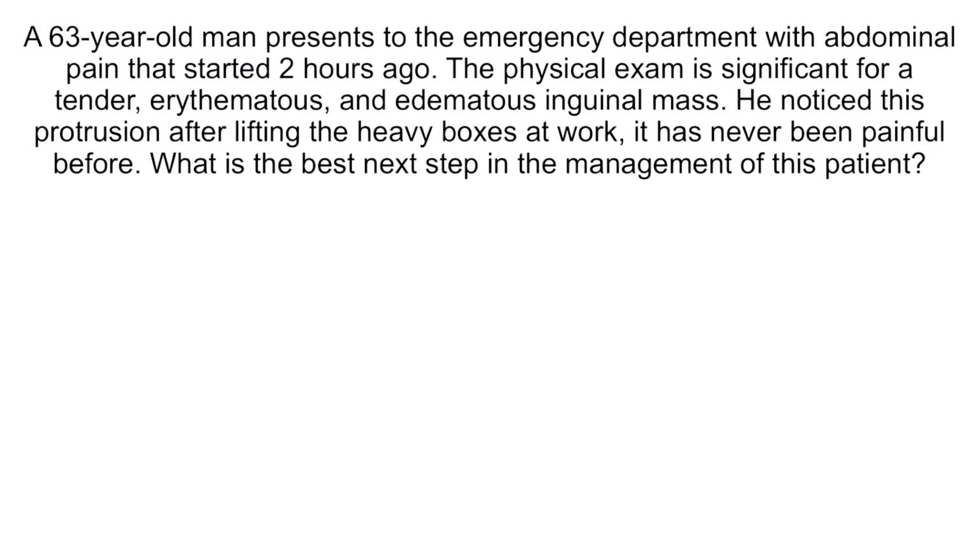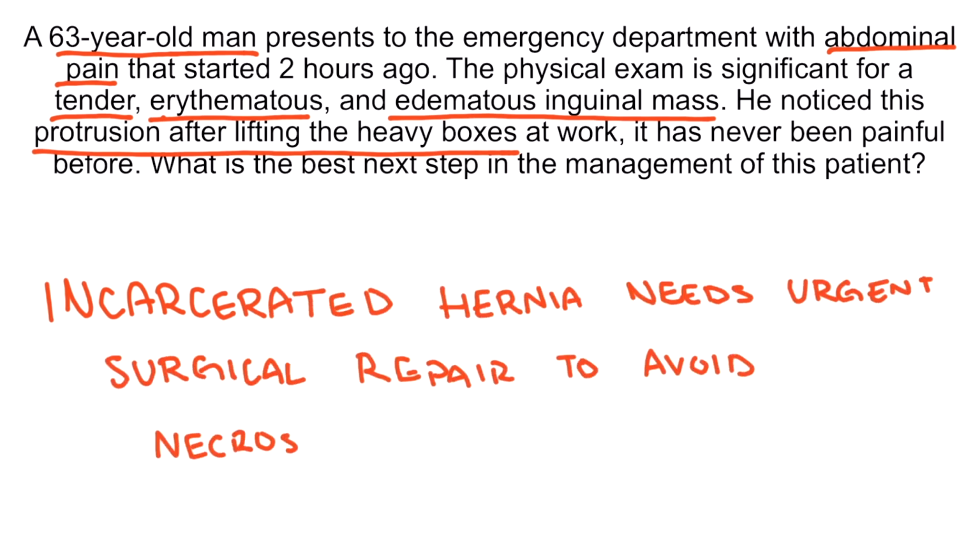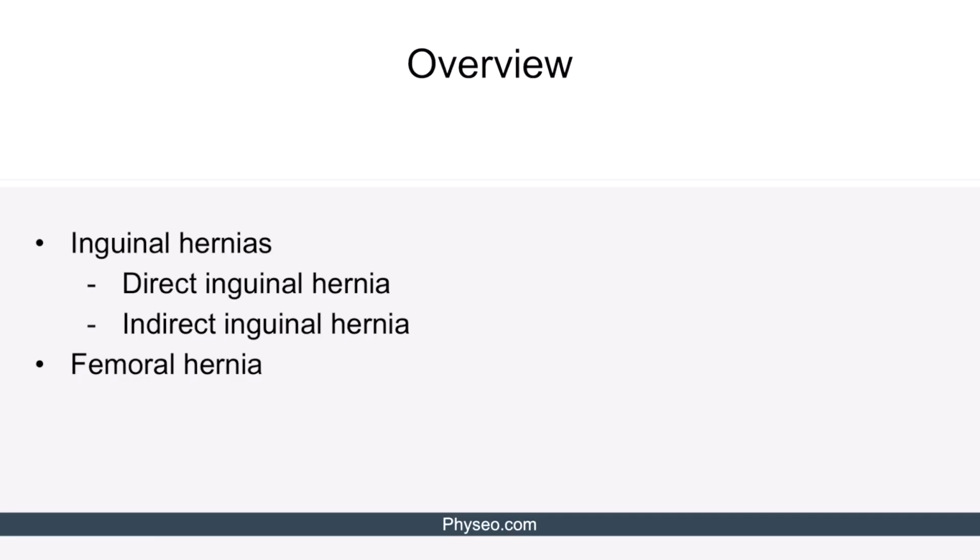This patient with abdominal pain has a tender erythematous and edematous inguinal mass. This presentation is consistent with incarcerated inguinal hernia. Considering his age and appearance of hernia after lifting the heavy boxes, he likely has a direct inguinal hernia. The next best step in the management of an incarcerated hernia is an urgent surgical repair to avoid necrosis, peritonitis, and sepsis. Now, we are going to continue our lecture discussing femoral hernia.